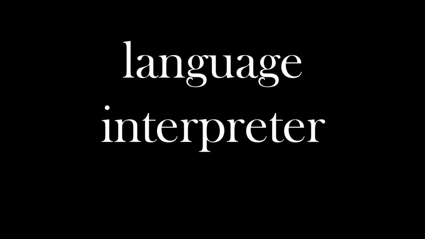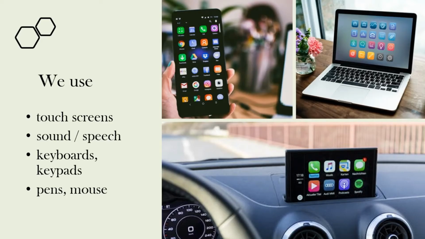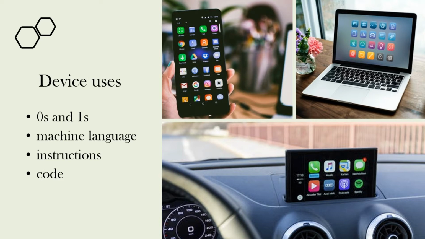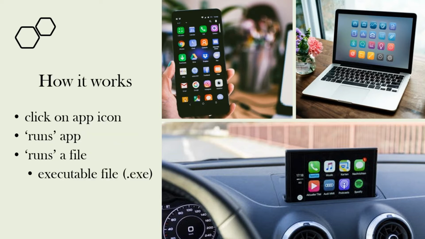So the language interpreter. You're used to using your device. You may have a touchscreen, you can use sounds, speech, keypad, or keyboard and mouse, or even a pen. So we interact with our device and tell it what we want to do. Now the device doesn't really understand that. It understands zeros and ones, which we call machine language. So we give it instructions that we can understand, and we write that in code. So how does it turn what we do into the zeros and ones?